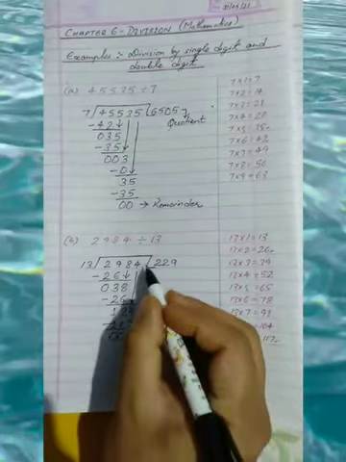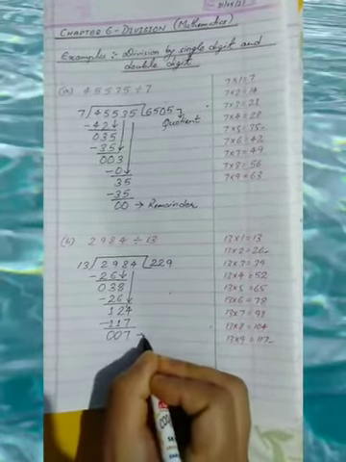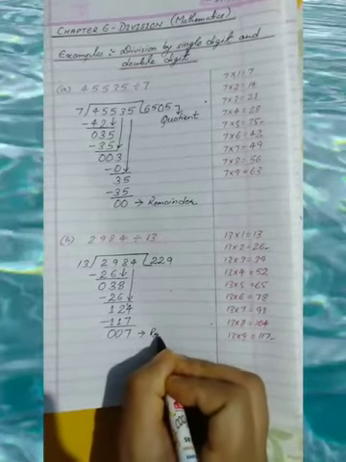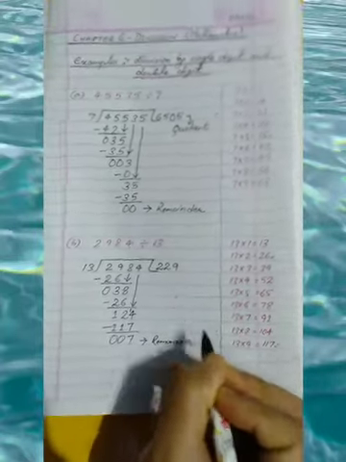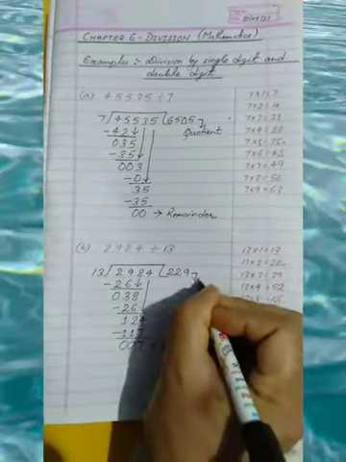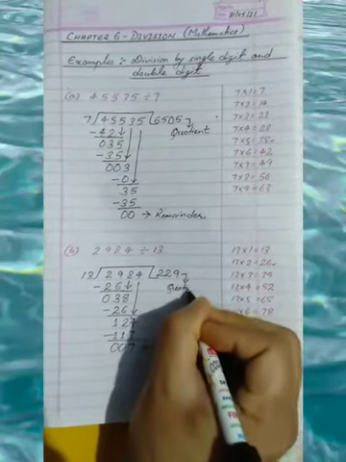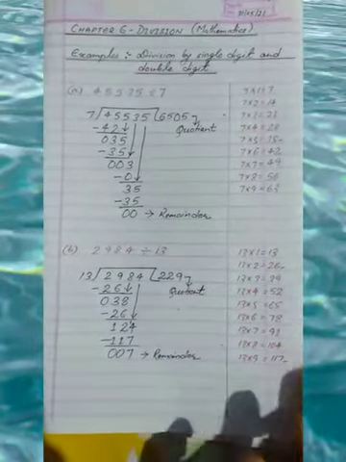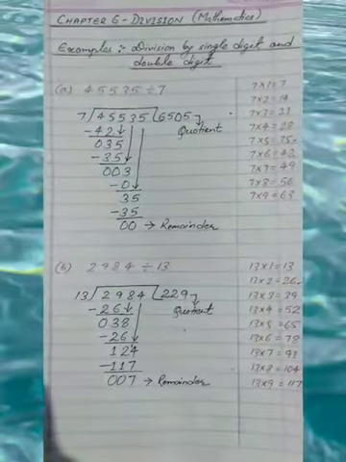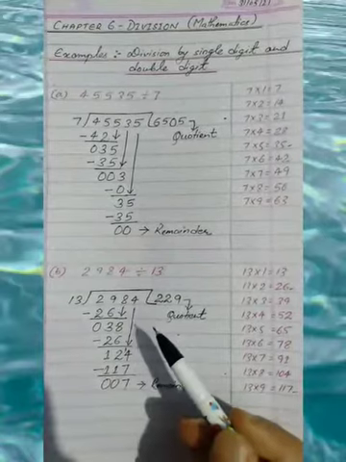Now there is no other number left. That means this 7 is the remainder of this problem, and this 229 is the quotient, that is the answer of this problem. So students, this is how you can divide numbers by single digit and by double digit.